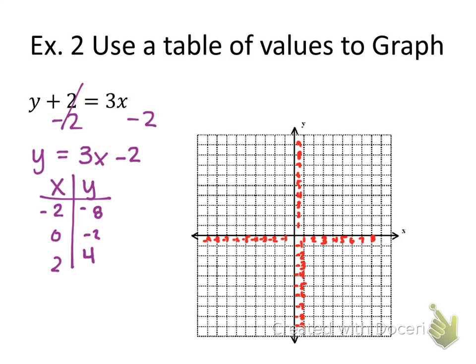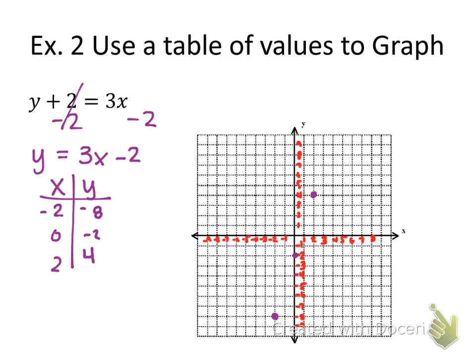Okay, my first ordered pair that I have is -2, -8. So I go over to -2 to the left, and I go down to -8 and put my first point here. Then I'm going to go to 0, so I don't move at all, I stay at the origin, and then I go down to -2. Then I go over to 2 and up to 4.